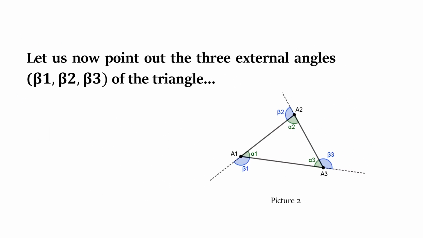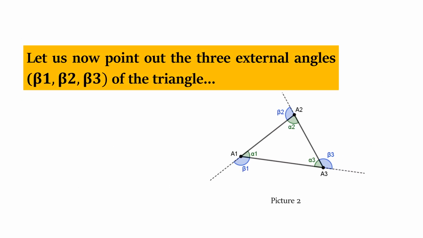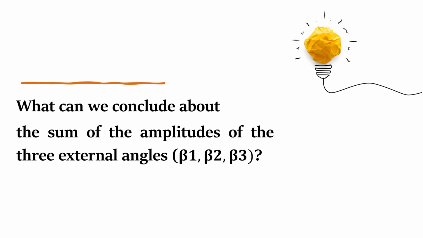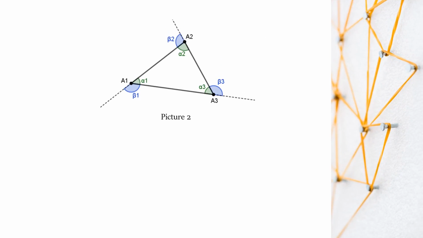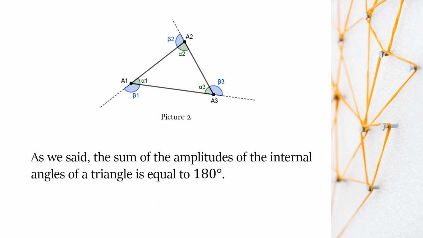Let us now point out the three external angles beta 1, beta 2, beta 3 of the triangle. What can we conclude about the sum of the amplitudes of the three external angles, beta 1, beta 2, beta 3? The internal angles of the picture 2 are alpha 1, alpha 2, and alpha 3. As we said, the sum of the amplitudes of the internal angles of a triangle is equal to 180 degrees.